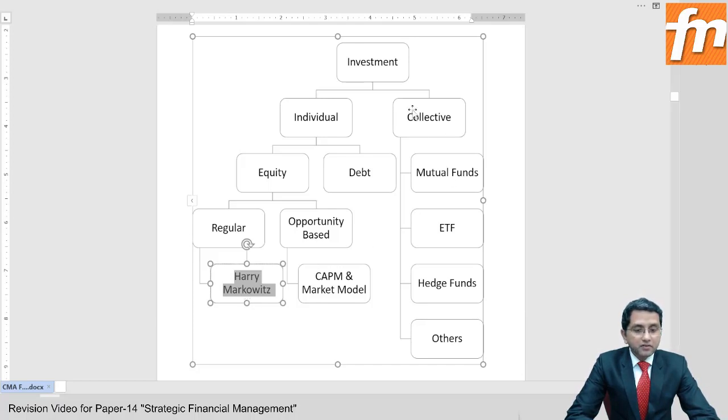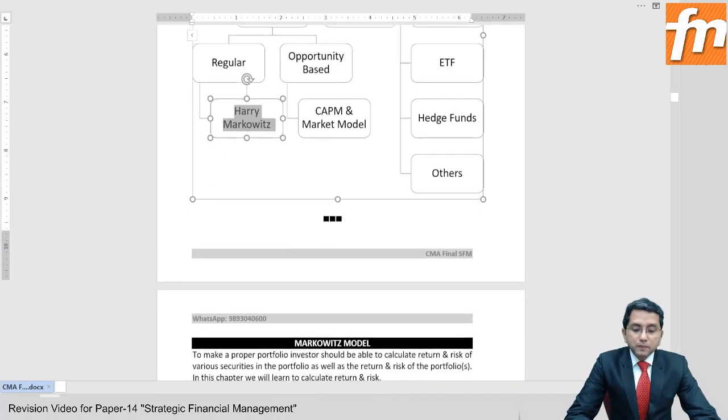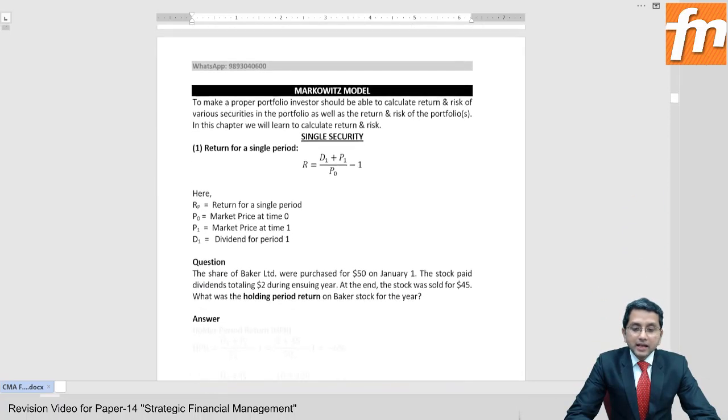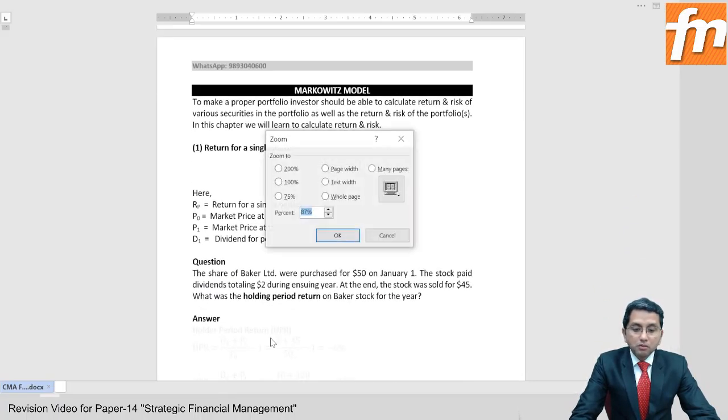I repeat, my dear friends, we are not talking about collective investment schemes like mutual fund. We are talking as an individual investor. We are not talking about debt. We are talking about equity. Again, we are not talking about some undervalued or overvalued securities and take advantage of it. Rather, we are making just a regular investment, and Harry Markowitz model will actually help us to choose the right security and to choose the right proportion. So let's begin with this Harry Markowitz model.